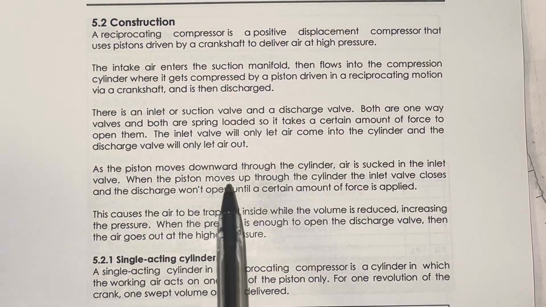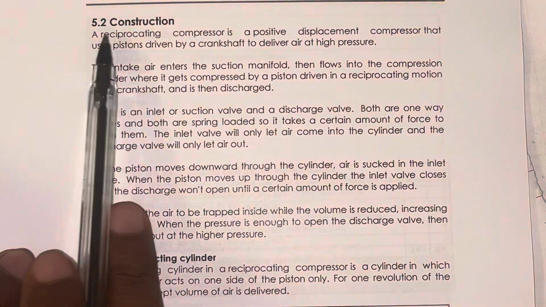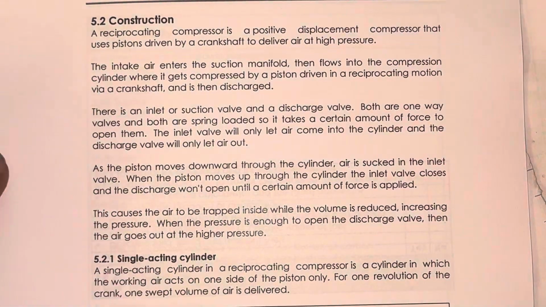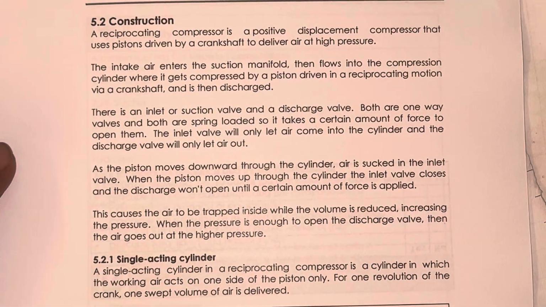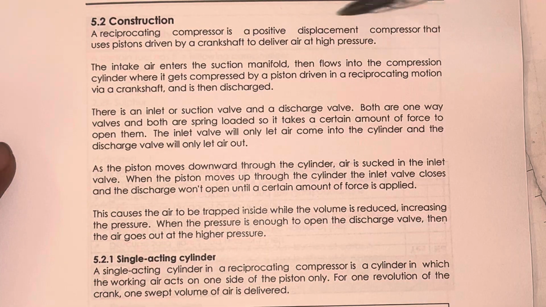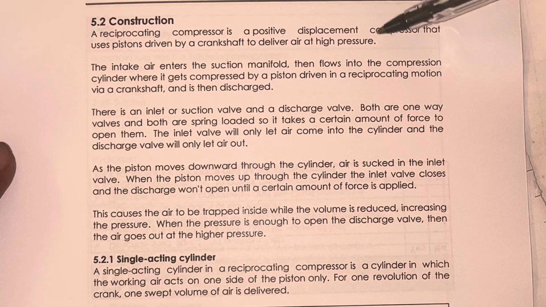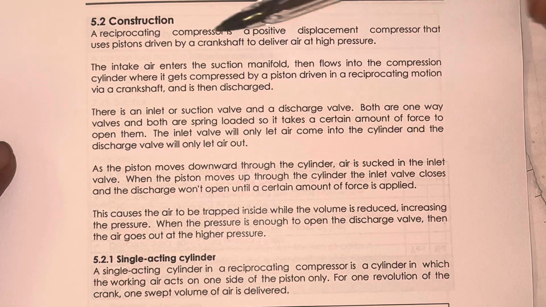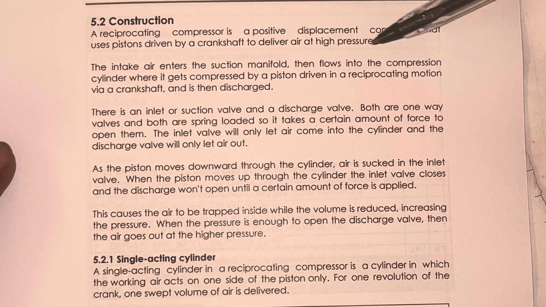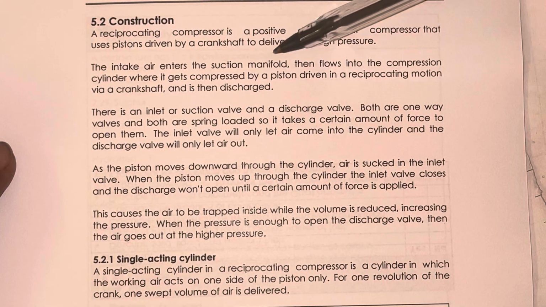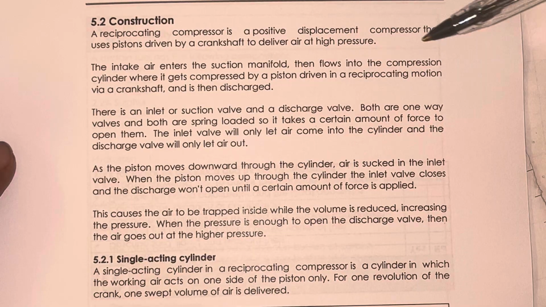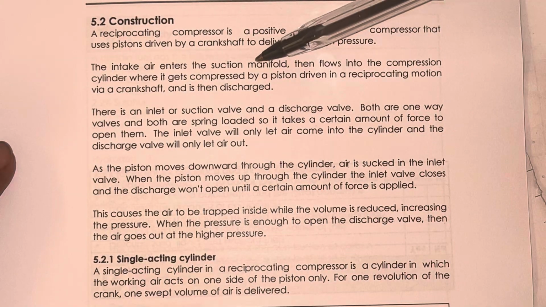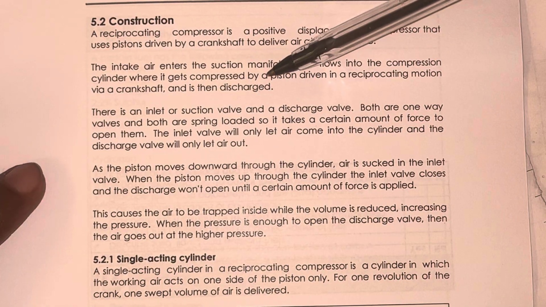Okay, right, so now we are going to continue. We are now going to talk about the construction. A reciprocating compressor is a positive displacement compressor that uses pistons driven by a crankshaft to deliver air at high temperature, at high pressure. Okay, the intake air enters the suction manifold, then flows into the compression cylinder where it gets compressed by a piston driven in a reciprocating motion via a crankshaft, and it is then discharged.